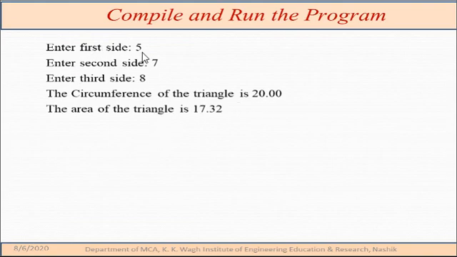If we take the first side as 5, the second side as 7, and the third side as 8, then the circumference we get is 20, and the area we get is 17.32.